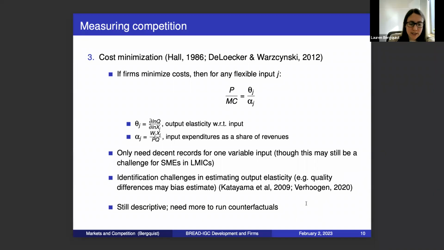And the final thing is, of course, this is still descriptive, right? So again, I think it's very useful if you're thinking about markups as an outcome of a policy shock. This is a very useful approach. It's not as useful if you want to think about what happens if you increase the degree of competition, or if you're trying to estimate the impact of policies that you're not observing in practice.